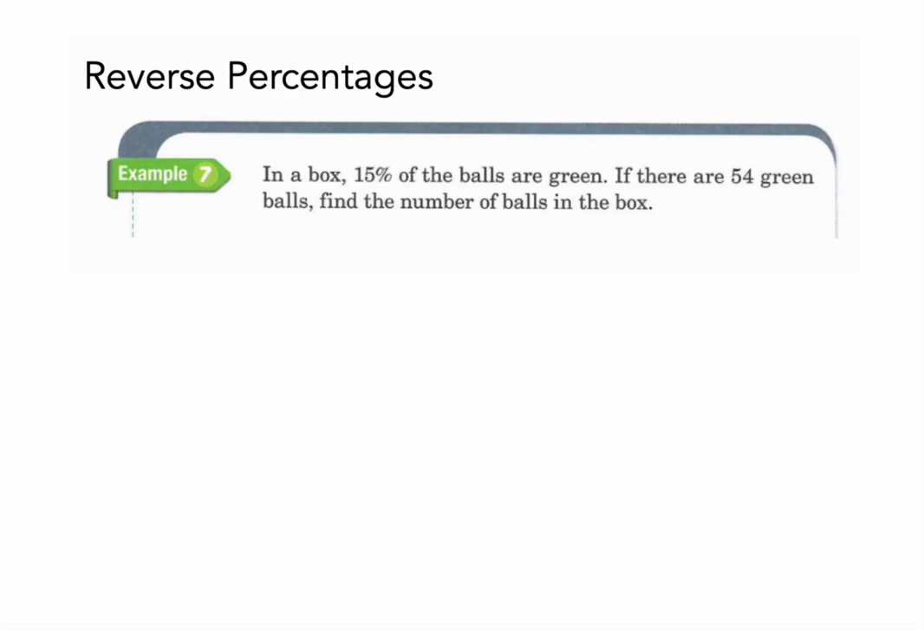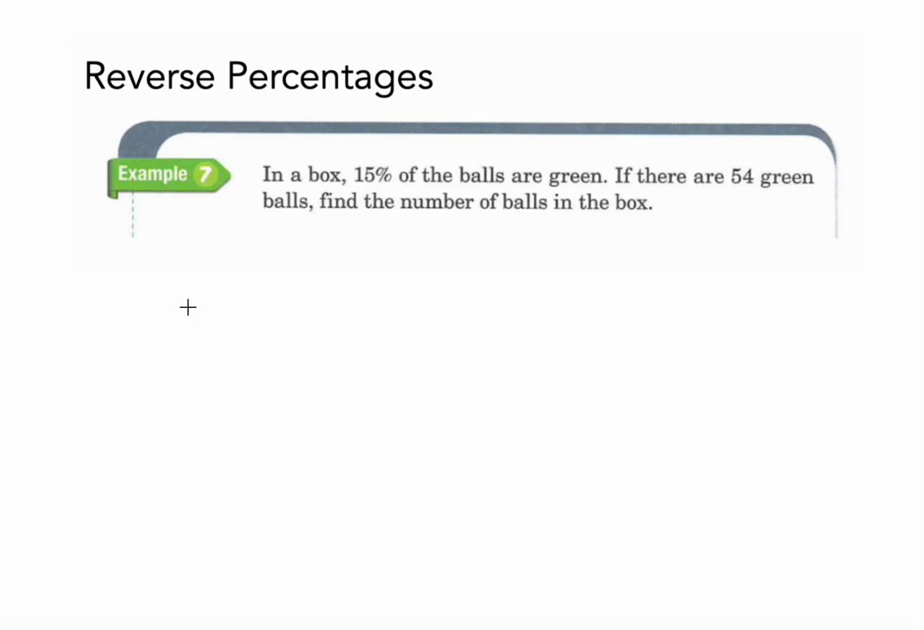Let's take a look at example 7 from the book. In a box, 15% of the balls are green. If there are 54 green balls, find the number of balls in the box. Go ahead and pause the video, see if you can try it on your own first. And remember, you can use a table, a double number line, whatever method it is that you used in the past.